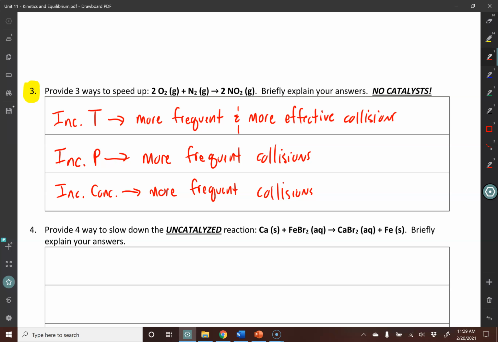Definitely practice with these concepts. Make sure you feel comfortable with how changing those 6 factors will change the rate of a reaction, and definitely play around with these practice problems to make sure that you've got the concepts down.